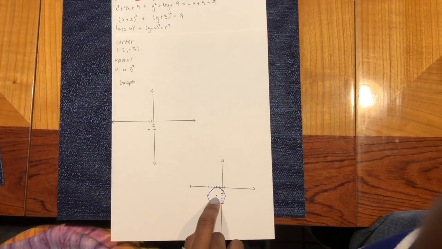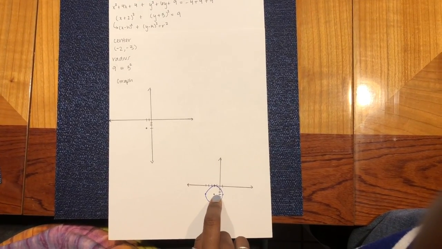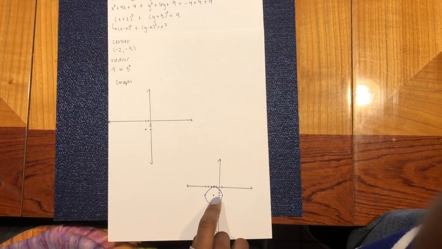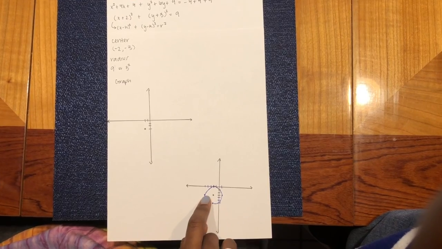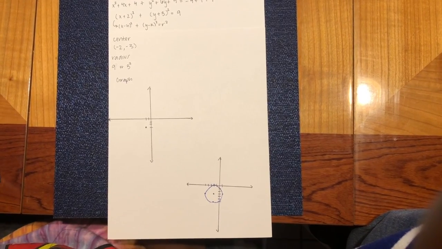So we move 3 points away from our center in every direction, so up, down, left, and right. And then once we plot those points, we just connect them. And then that makes our circle.